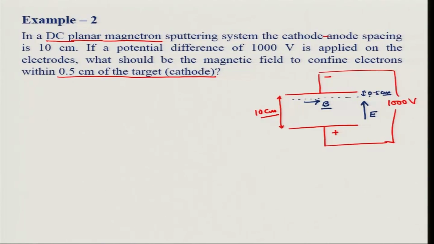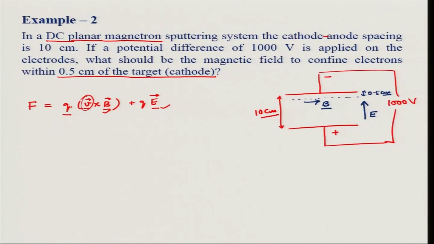Now, we know that magnetron works on the basis of the Lorentz equation, where the force on an electron is given by Q V cross B plus Q E. Q is the charge on electron, E is electric field, V is the velocity of electrons, and B is the magnetic field in perpendicular direction. Now, we know E, we know B, but we do not know V. So, how do we solve this?